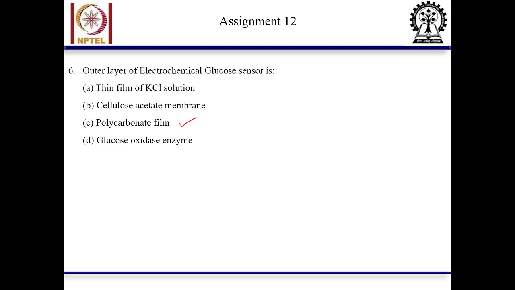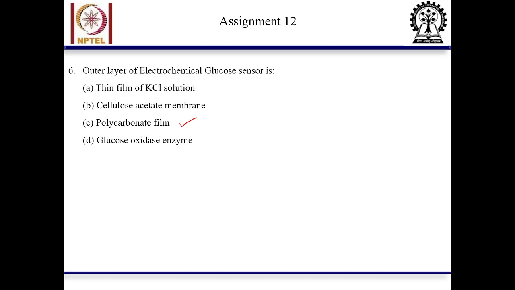And the other, this cellulose acetate membrane, I am not aware about that. What is the property of cellulose acetate membrane? Whether it will be only permeable to the glucose or not. Okay. So the correct answer is polycarbonate film, which has the property to allow only glucose but is impermeable to the protein and other constituents of the blood. Okay, so I think now it will be clear what is the outer layer of the electrochemical glucose sensor.